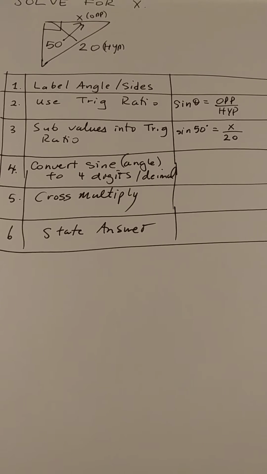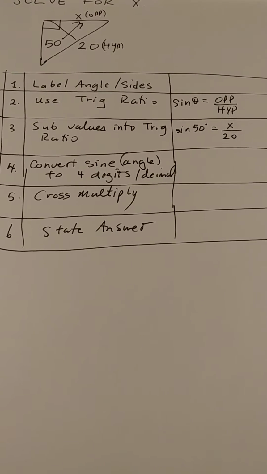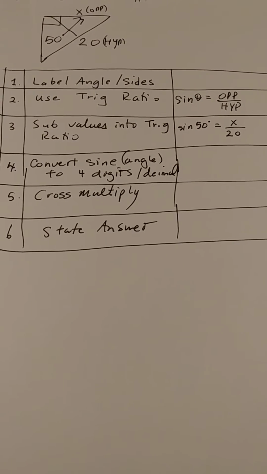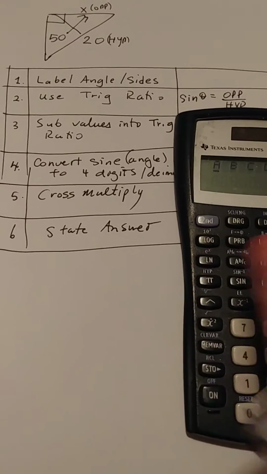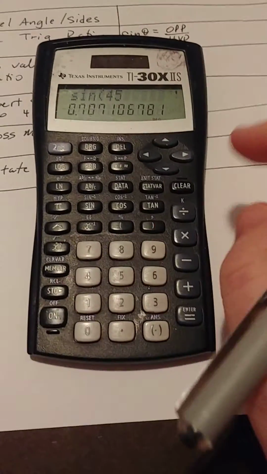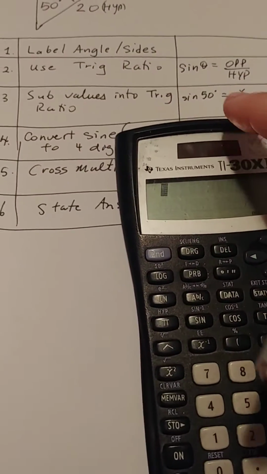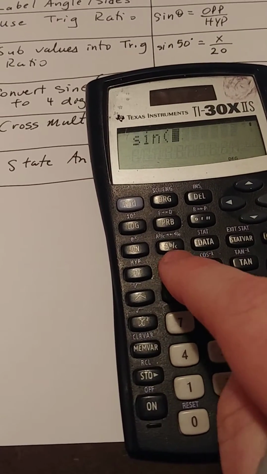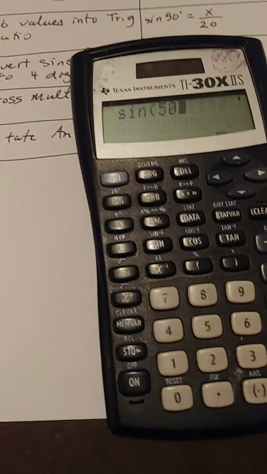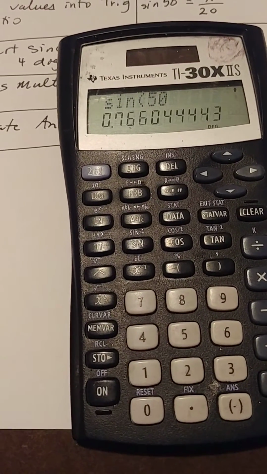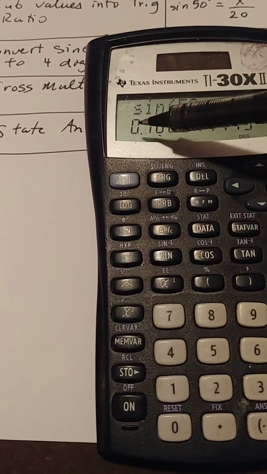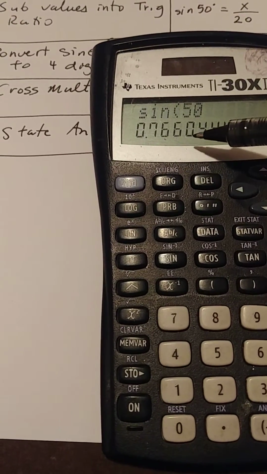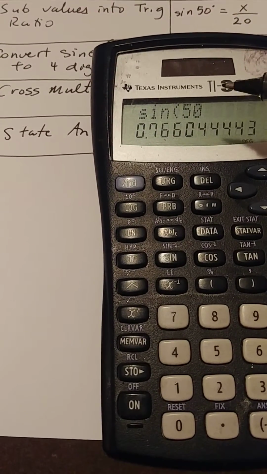The next step is to convert the sine of the angle to 4 significant digits after the decimal place. You may wonder, how do I do that? Well, I've got my calculator here, and I'll clear it. We want the sine of 50 degrees. I look for my sine button, it's right here, I press 50, and I press equals, and I get decimal 0.76604. So I'm going to keep 4 significant digits, 0.7660.